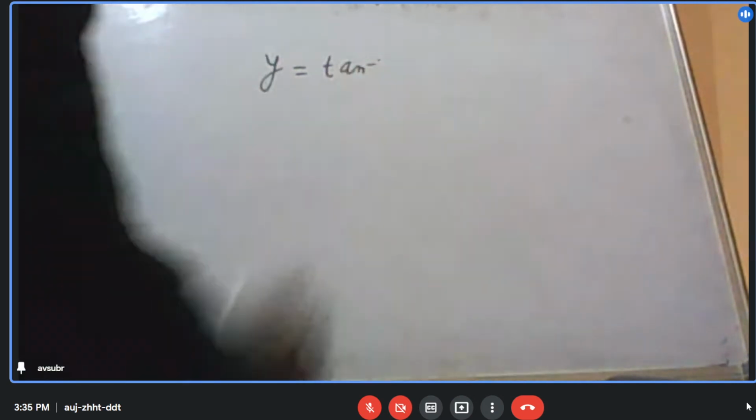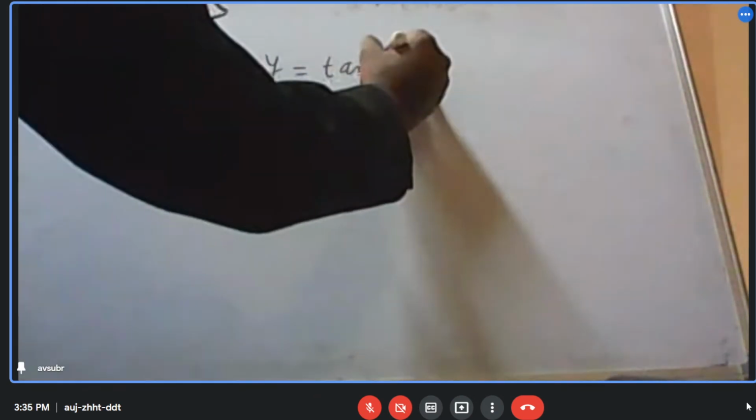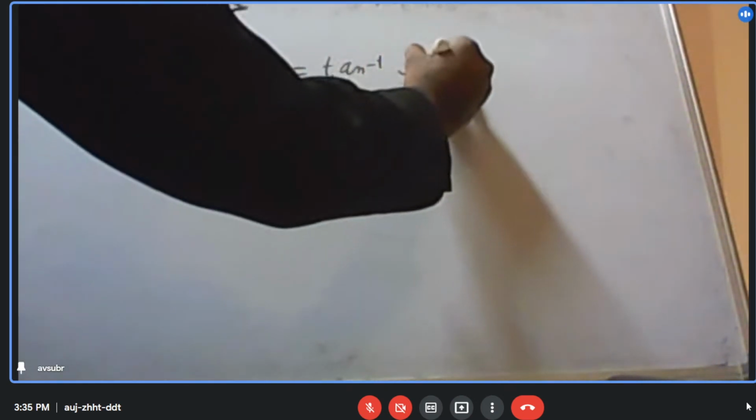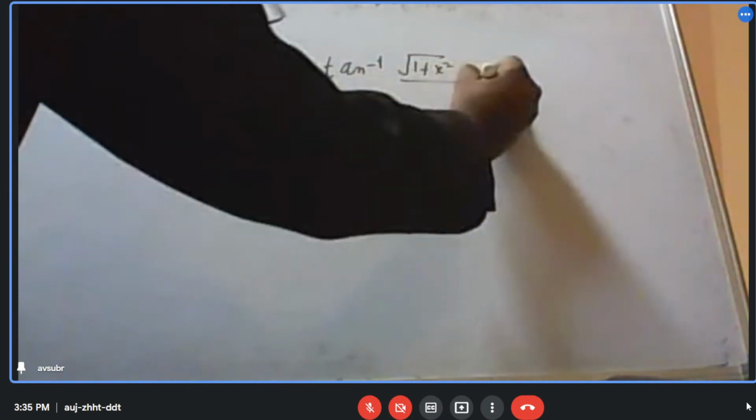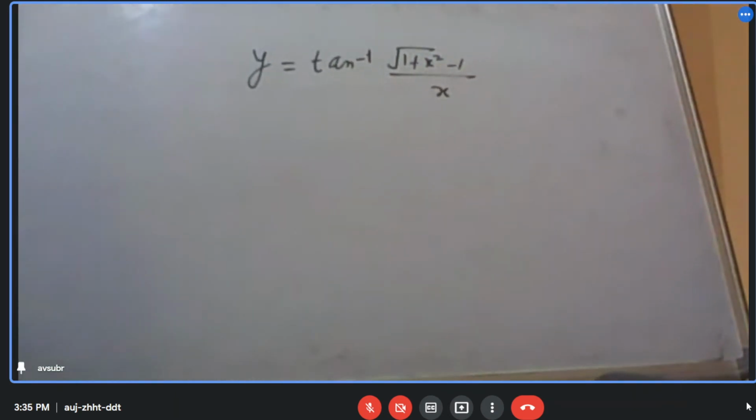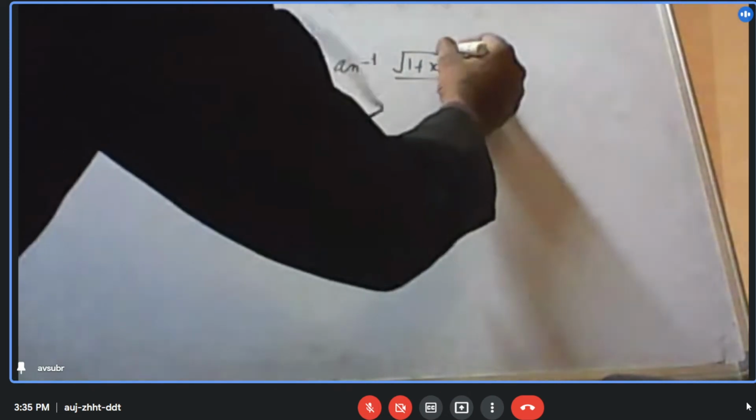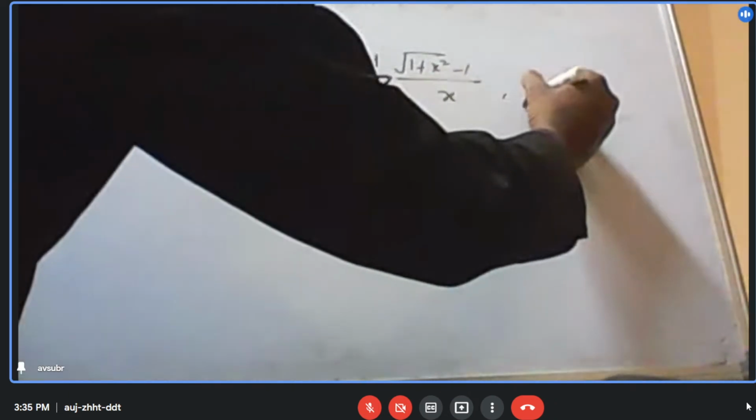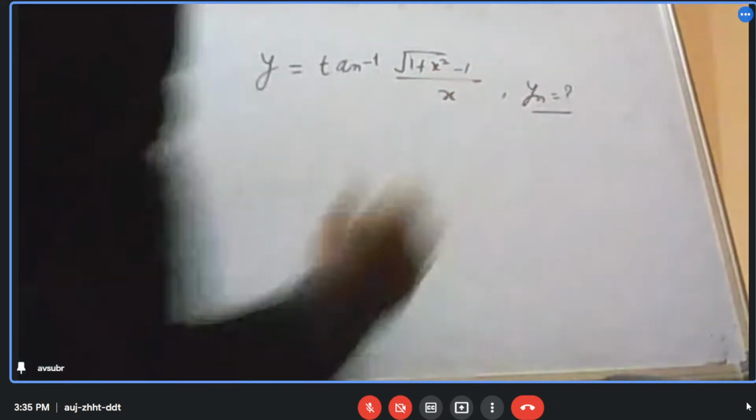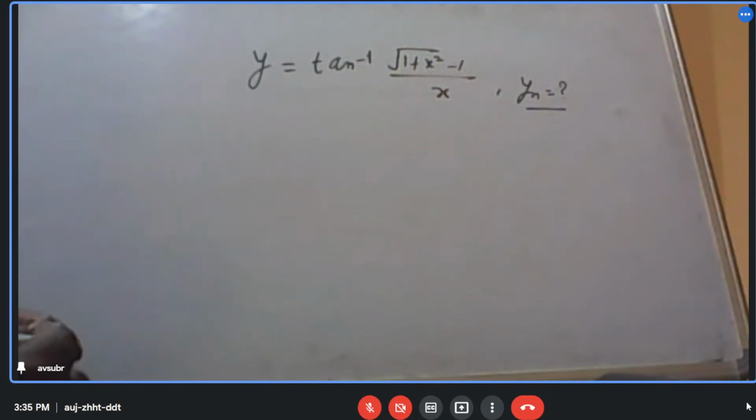Now let us do one problem. That problem is y is equal to tan inverse of (root over 1 plus x square minus 1) by x. This is the problem. We have to find the nth derivative. How do we attack the problem?